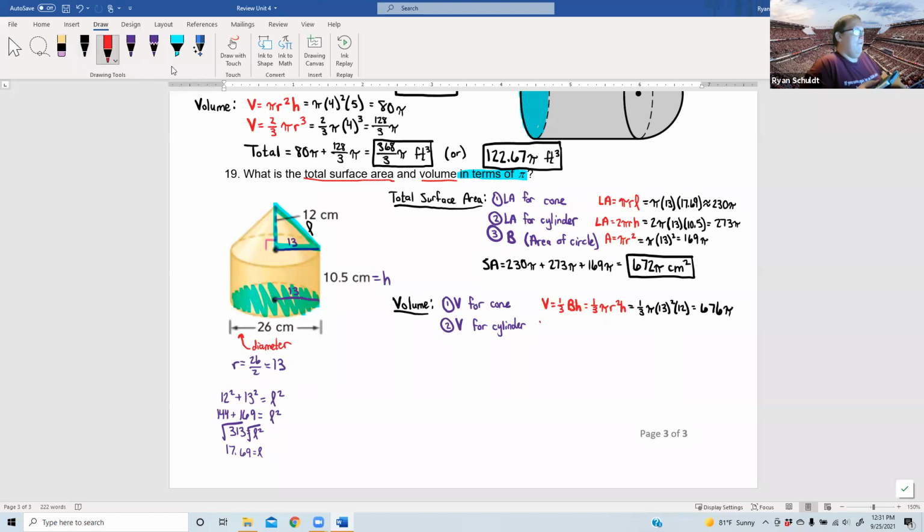So then let's do the volume of a cylinder. It's big B times H, which we can really rewrite as pi r squared times H. So again, pi times 13 squared times, this time we're going to do 10.5. That's the height of our cylinder. So 13 squared times 10.5. Let me do this. 1774.5.